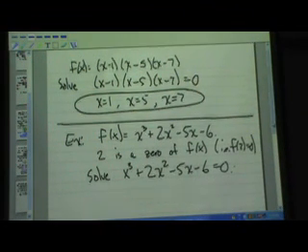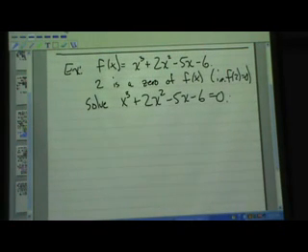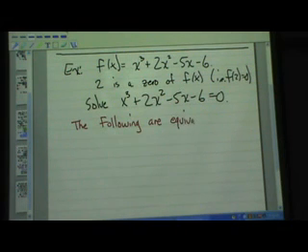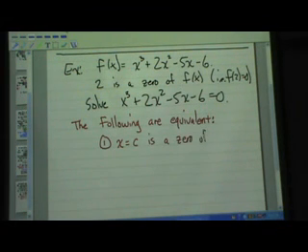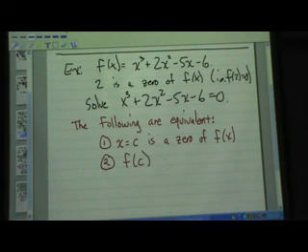Now, how do we get the other answers? Here's the key thing that you need to know. The following are equivalent, which means they're all true at the same time, or they're all false at the same time. Thing number 1, x equals a number is a 0 of f of x. I was told x equals 2 is a 0. Number 2, f of c equals 0. That's actually the definition of being a 0. So these two are equivalent because they're definition.